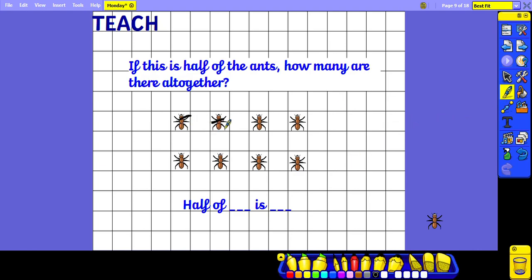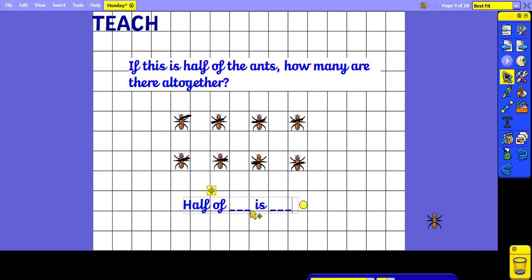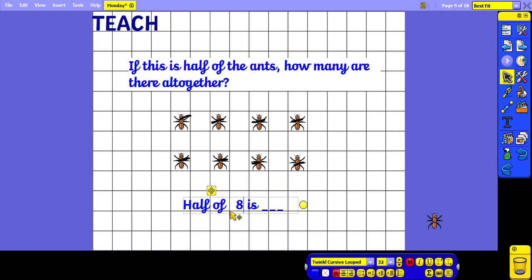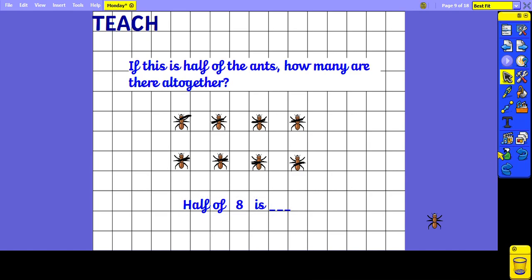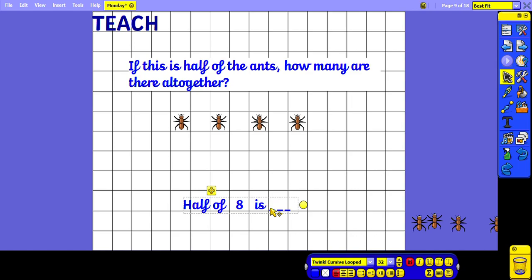1, 2, 3, 4, 5, 6, 7, 8. We started off with 8, and then we halved 8, so we took 4 away, and we were left with 1, 2, 3, 4. So half of 8 is 4.